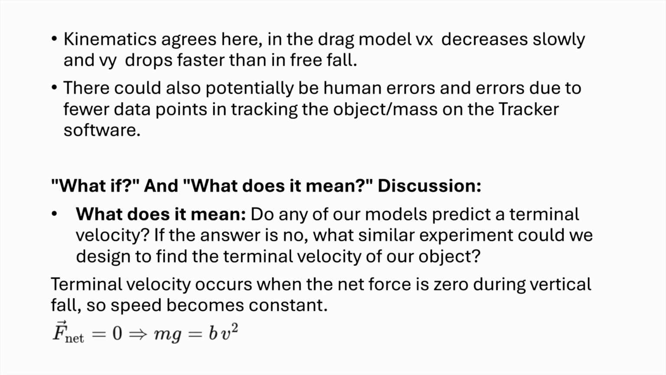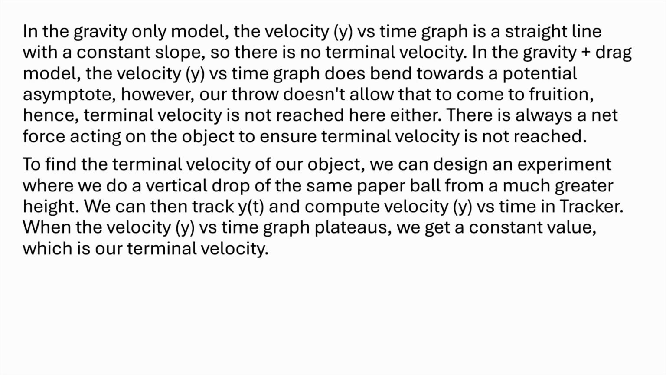Terminal velocity occurs when the net force is 0 during vertical fall, so speed becomes constant, as you can see in the formula below. In the gravity-only model, the velocity y versus time graph is a straight line with a constant slope, so there is no terminal velocity. In the gravity plus drag model, the velocity y versus time graph does bend towards a potential asymptote. However, our throw doesn't allow that to come to fruition, hence terminal velocity is not reached here either. There is always a net force acting on the object to ensure terminal velocity is not reached.